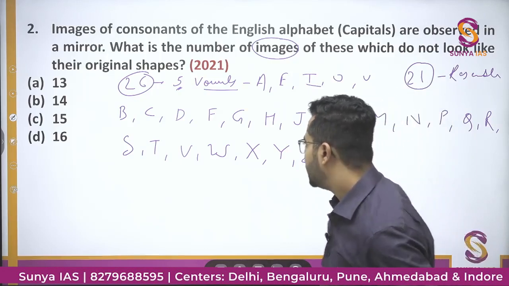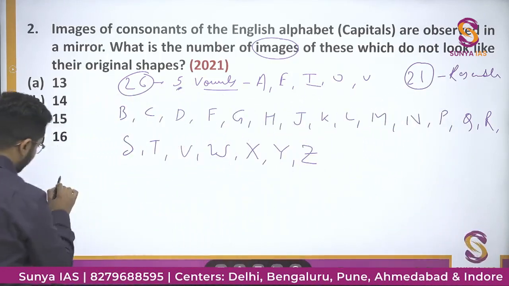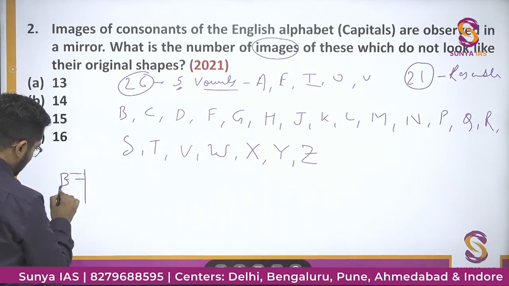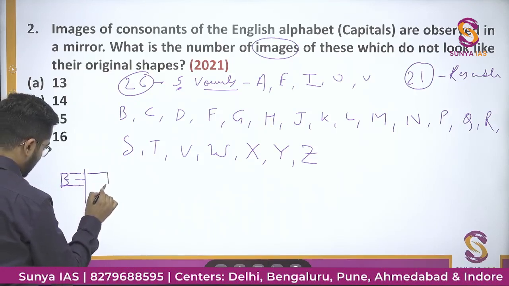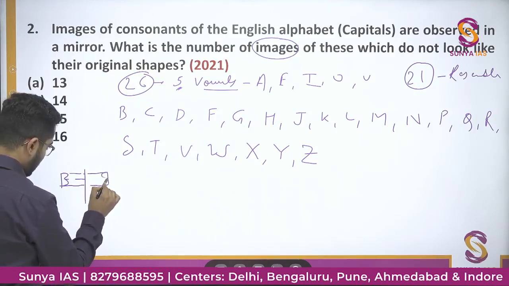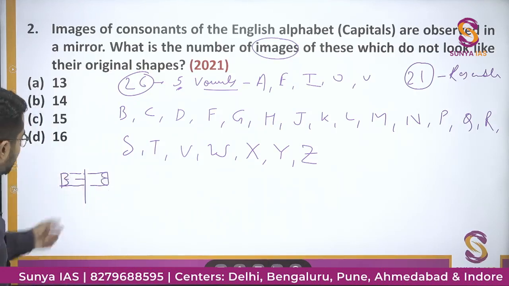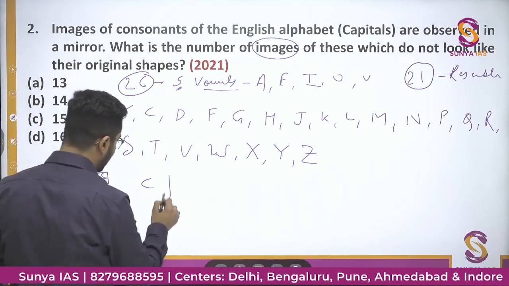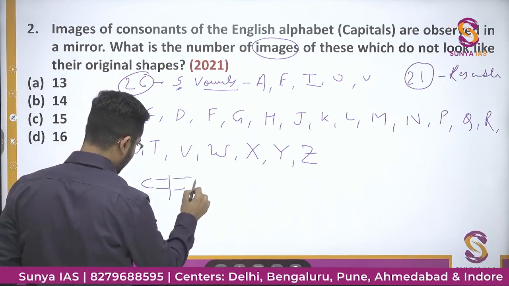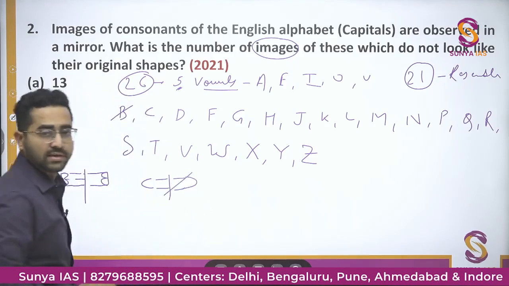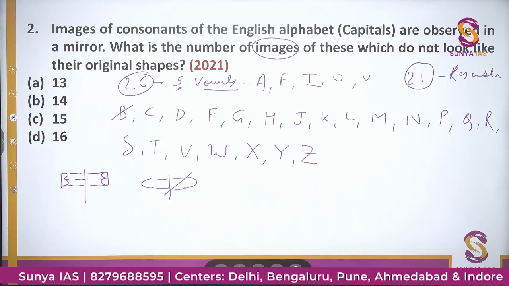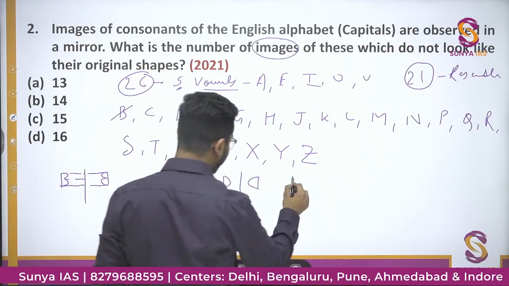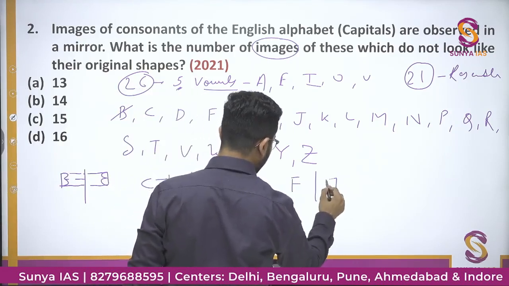Okay? So let's say B. If this is B, you can see the mirror image will be like this. Here, here, it would be like this. So obviously B does not match, this is not correct. C, C would be like something like that, C also does not match, right? D, D would be like this, F, F would be like this.